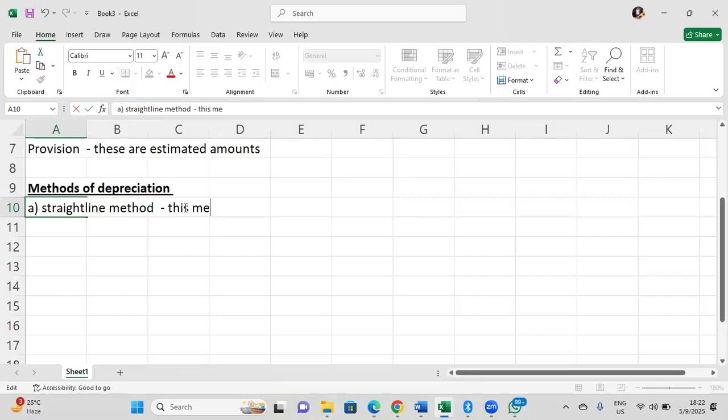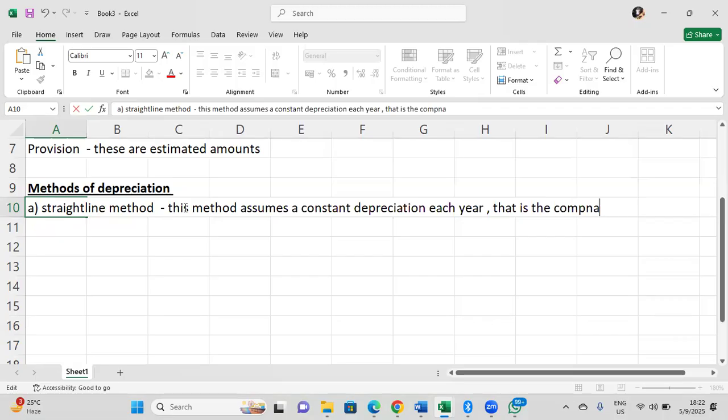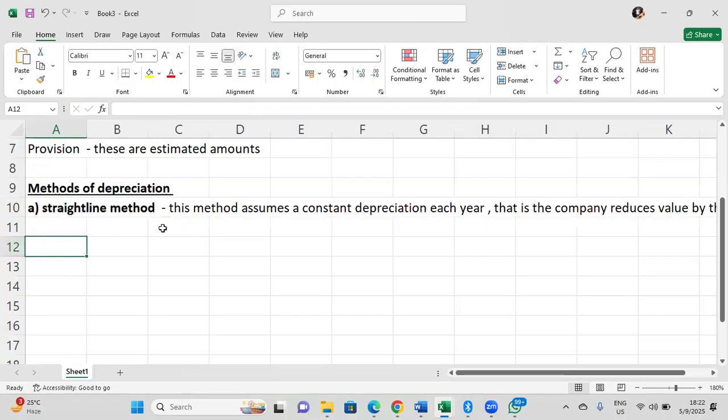This method assumes a constant depreciation each year. That is, the company reduces value by the same amount each year. That's the assumption of the straight line. If you buy an asset today, it's going to reduce value, yes, but the straight line says it reduces value by the same amount each year.